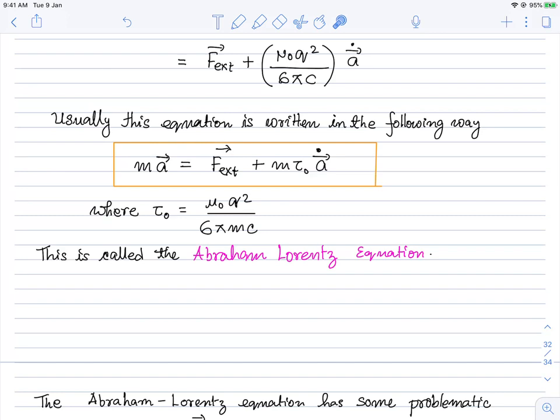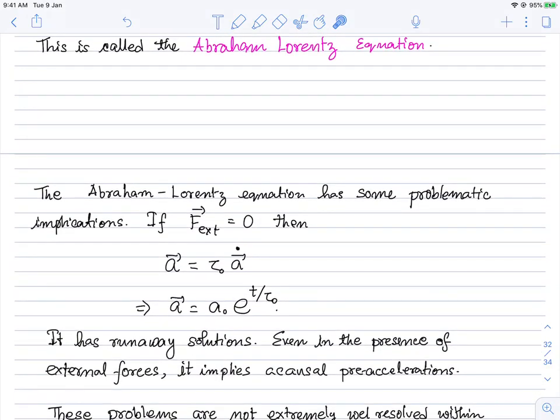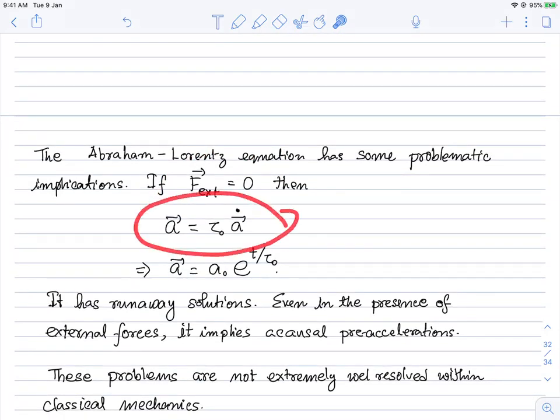If this is true, then this is immediately a problem because of the following reason. Let's say there are no external forces. Then this is the equation that we have to solve.